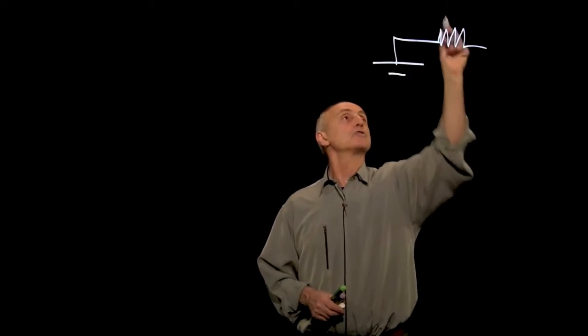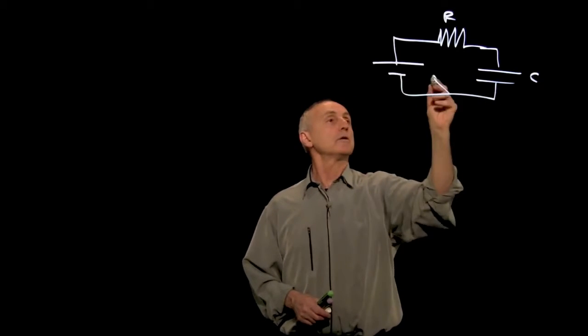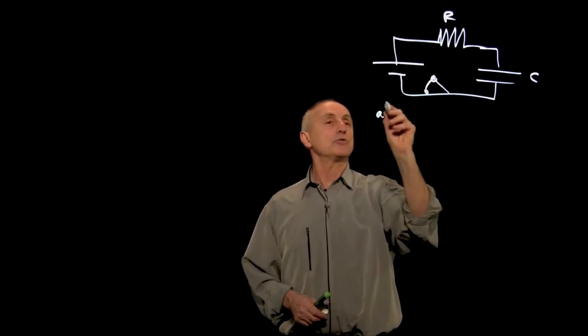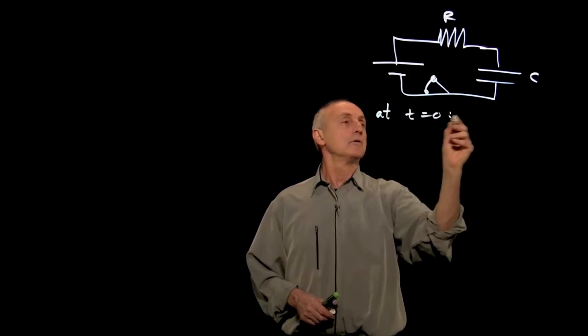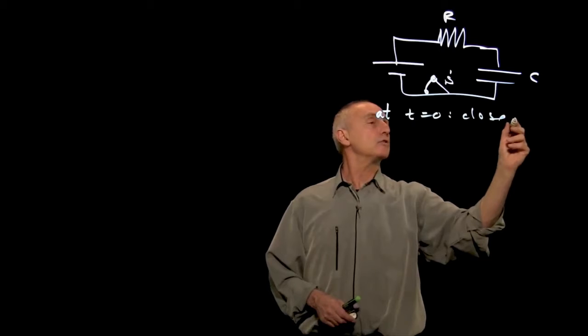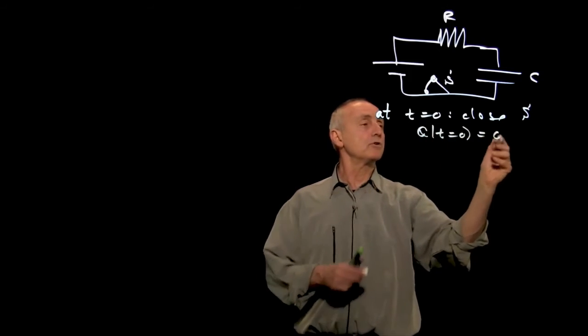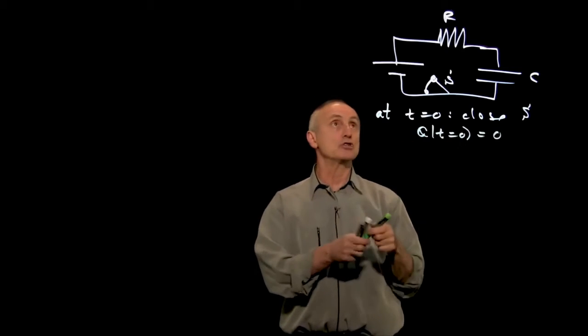Now let's look at an analytic solution to our charging capacitor. So let's just quickly establish our circuit. At t equals 0, we close S, and the charge at t equals 0 on the capacitor is 0. What do we mean by charge on the capacitor?